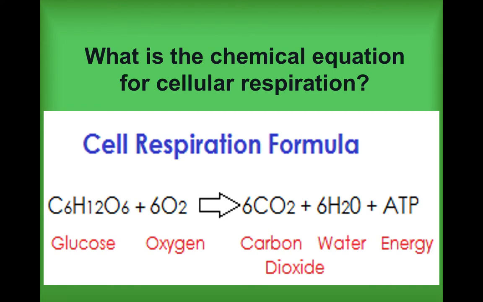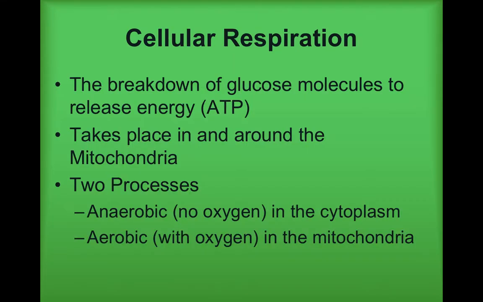You will need to make sure that you know the difference between these two. Again, you will have to know products and reactants, the type of reaction that's happening, and where it's occurring. So, cellular respiration, just what is it? Cellular respiration is the breakdown of glucose molecules to release energy, ATP. This process will take place in and around the mitochondria.